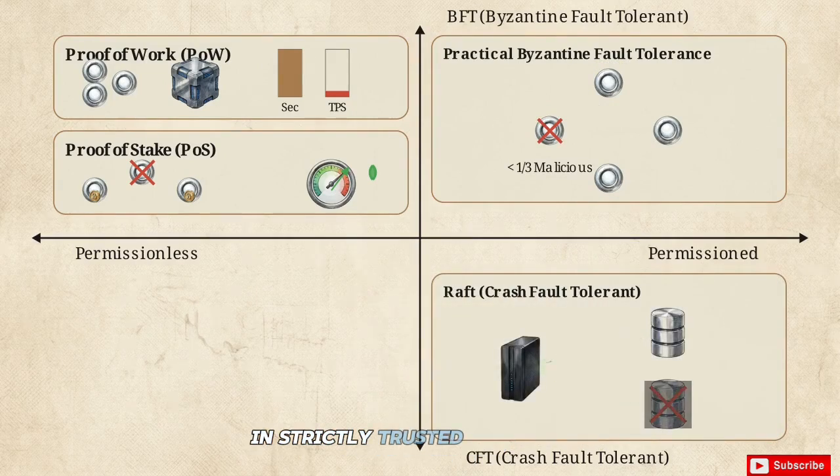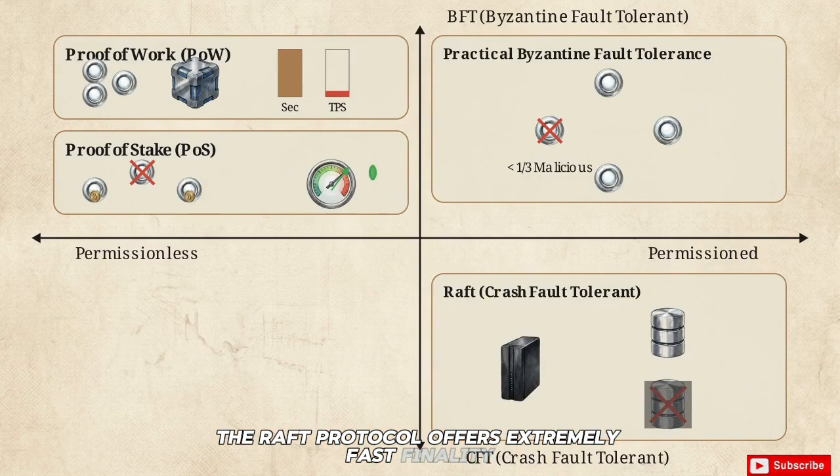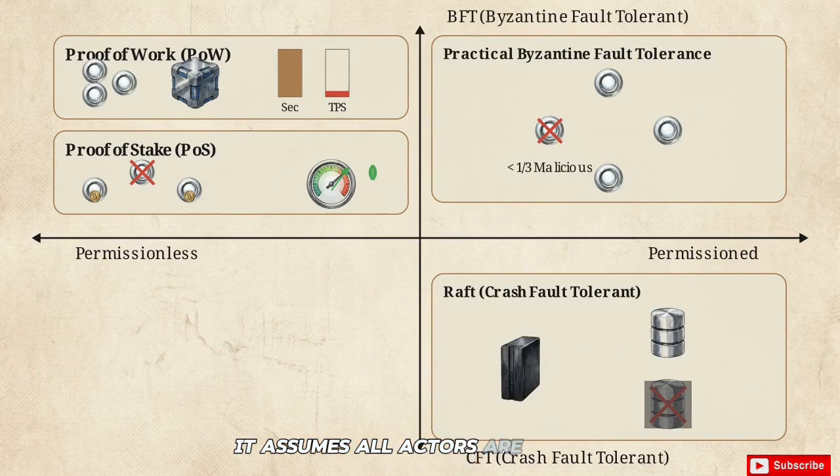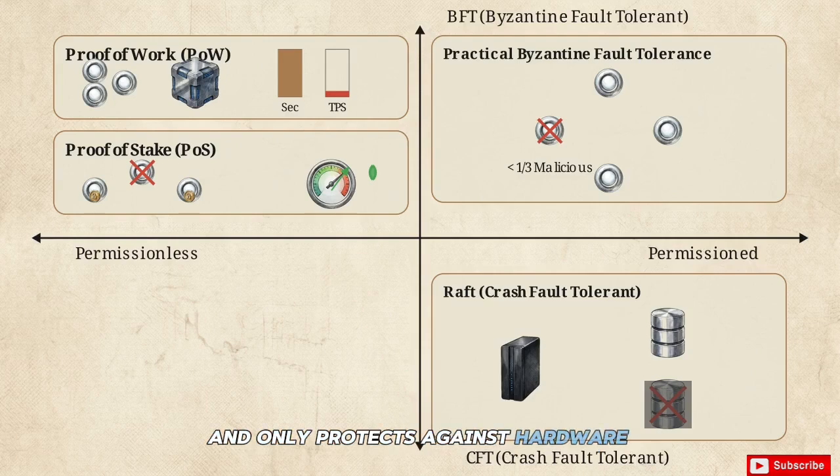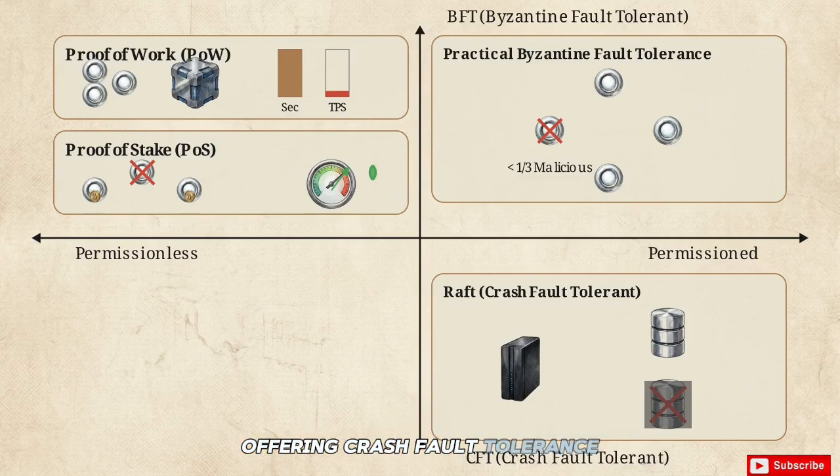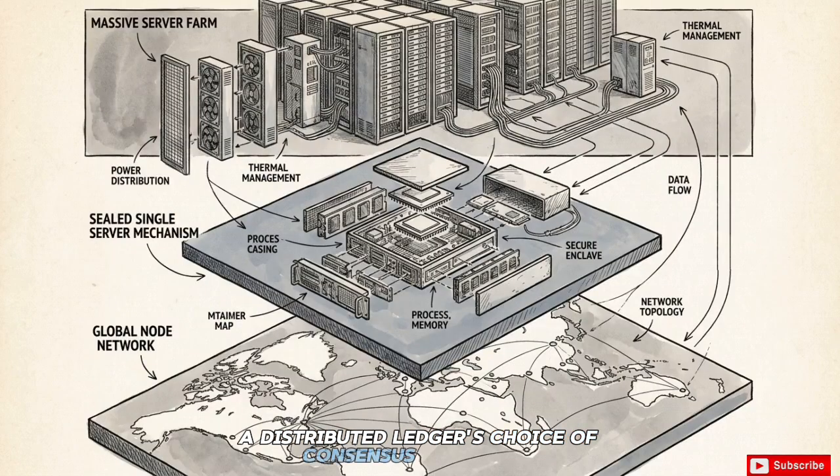In strictly trusted enterprise environments, the Raft protocol offers extremely fast finality. It assumes all actors are honest and only protects against hardware crashes, offering crash fault tolerance rather than Byzantine security. A distributed ledger's choice of consensus algorithm dictates exactly how it balances decentralization, operational security, and total transaction throughput.